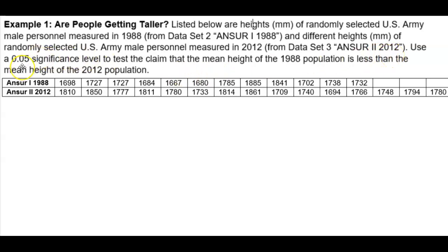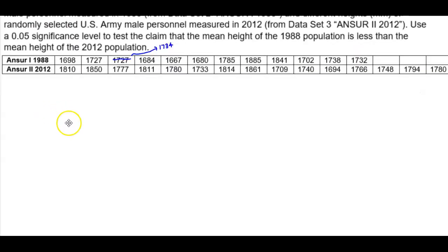We want to use a 0.05 significance level to test the claim that the mean height of the 1988 population is less than the mean height of the 2012 population. Now there is a correction that I need to make here. This third number here should be 1734. Okay, so the first thing we want to do is the following.